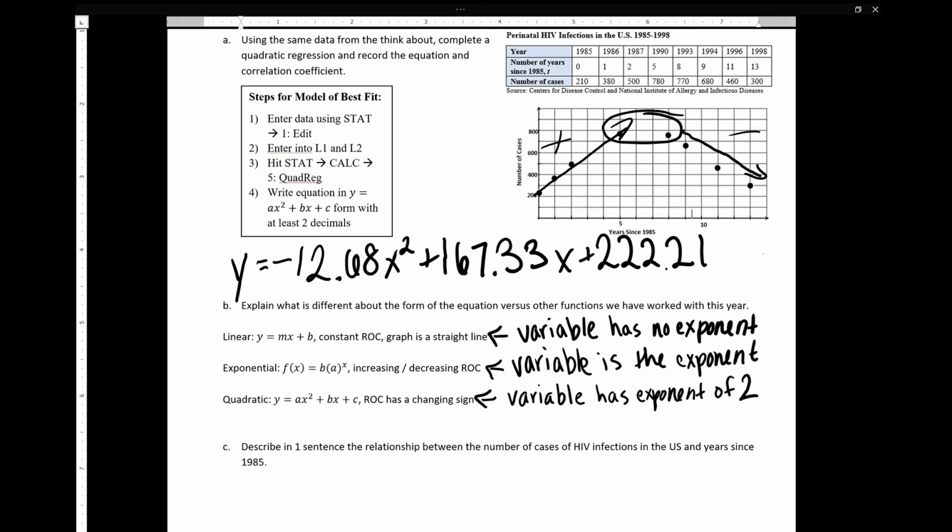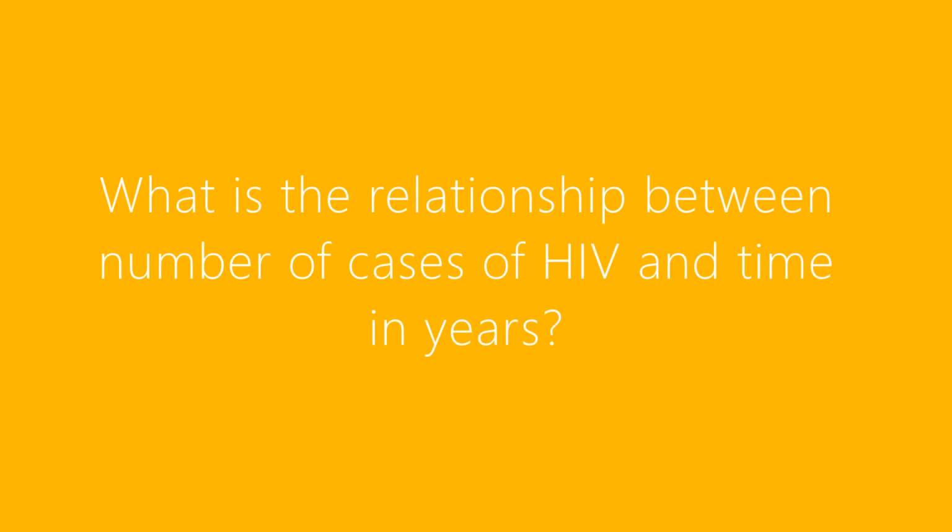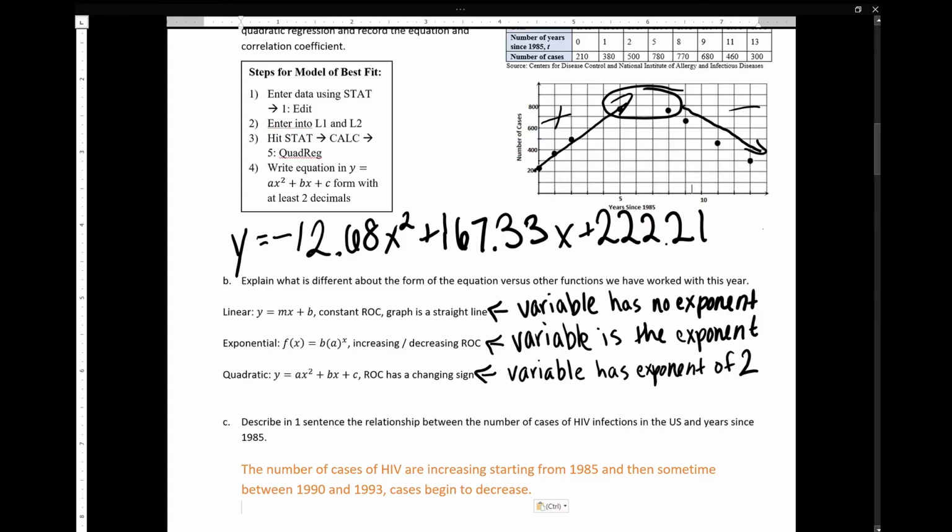What is the relationship between the number of cases of HIV infections and the years since 1985? You can say that the number of cases of HIV are increasing starting from 1985, and then sometime between 1990 and 1993, cases begin to decrease. Again, we don't know the exact date that the cases begin to decrease because we do have this 3-year gap in between. So we can just say sometime between 1990 and 1993.